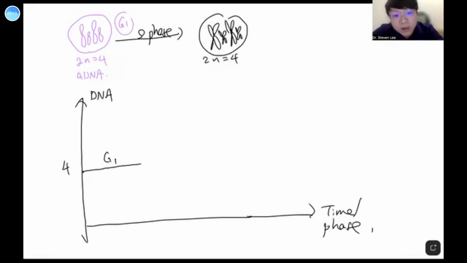We still consider this as 2n equals 4, but you see that they have become sister chromatids already. The DNA of sister chromatids is double, so actually there are 8 DNA in this picture. Even though we say there are 4 chromosomes, each of them has a pair of DNA. That's why there are 8 DNA over here. So at one point, they will go up to 8. Let's say this is 8.